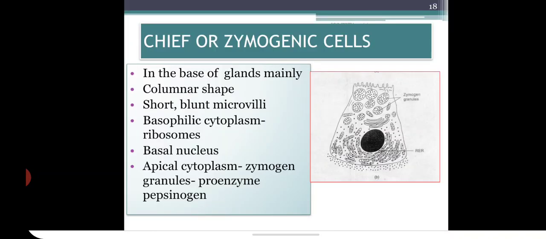Chief or zymogenic cells in the base of the glands are mainly columnar in shape, with short, blunt microvilli. Basophilic cytoplasm, it contains a basal nucleus, and the apical cytoplasm contains the zymogen granules, which contain proenzyme pepsinogen.